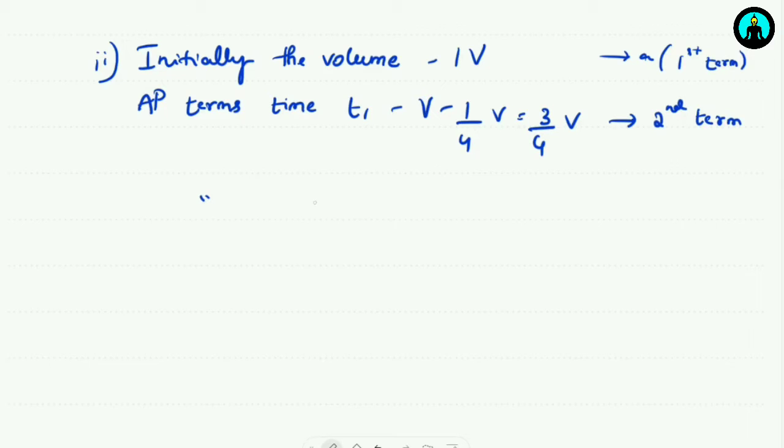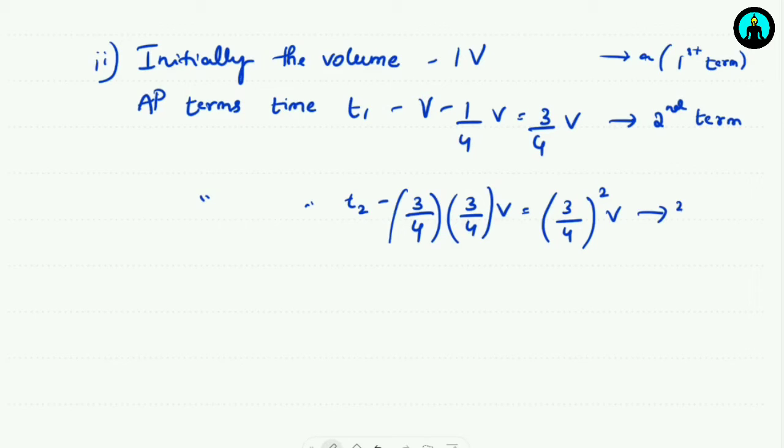Then again after time t2, we remove 1 by 4th of the volume from that 3 by 4th, so it again becomes 3 by 4th of the previous one. Here we multiply 3 by 4 into 3 by 4 to get the next term. From the first 3 terms we can conclude that the volume is being multiplied by 3 by 4 at every instant of time.